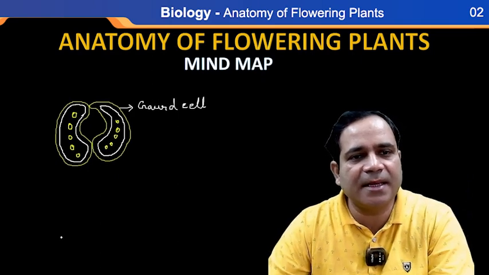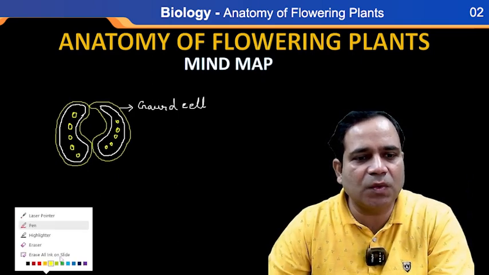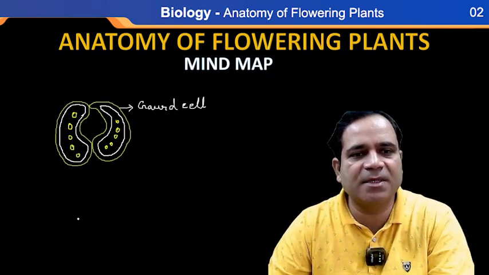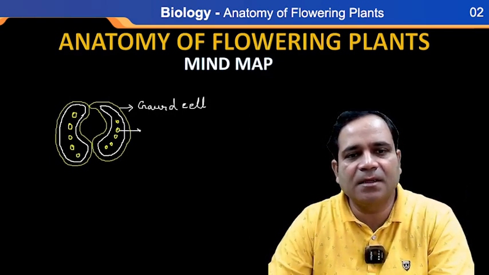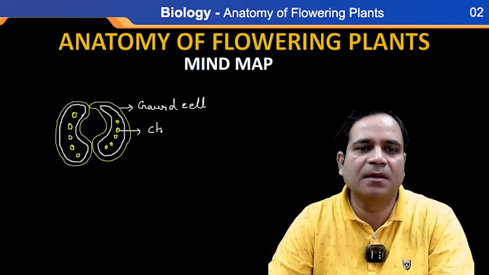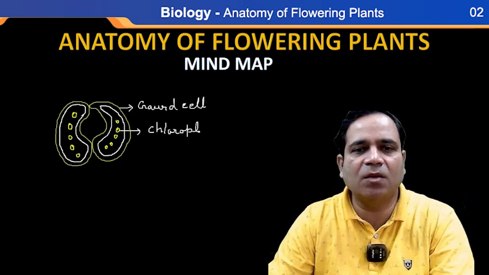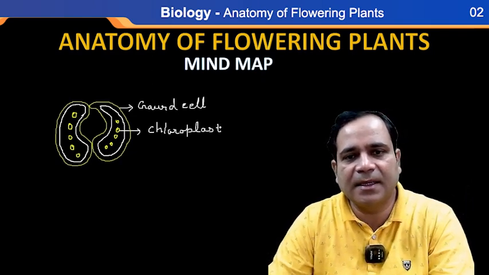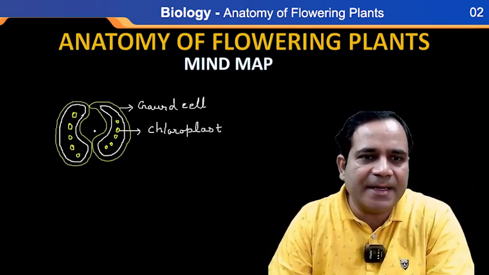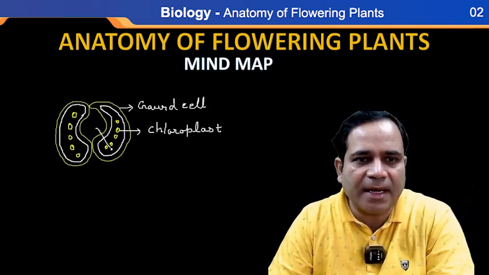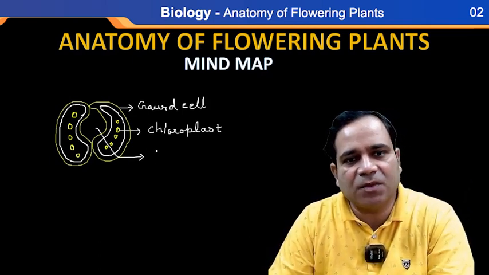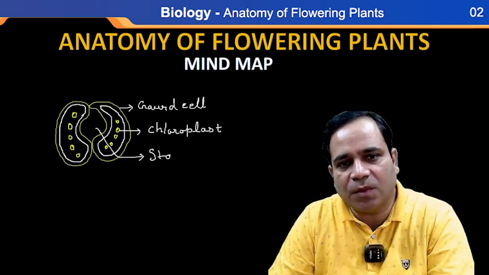Chloroplast. The term is chloroplast. And you know that in chloroplast, chloro means what? Green, and plast means what? Pigment. This one is chloroplast. Correct? And this opening is known as what, my dear? A stomatal pore. See what I'm writing here?